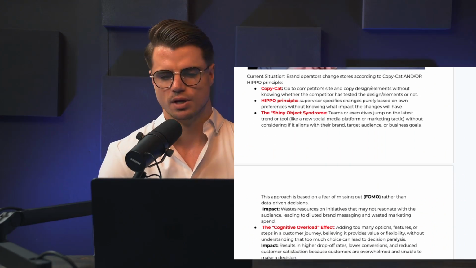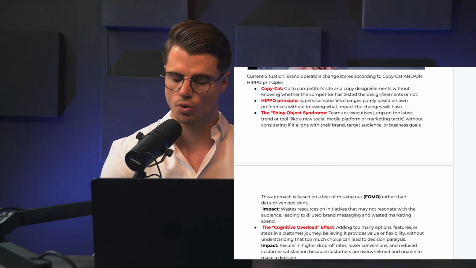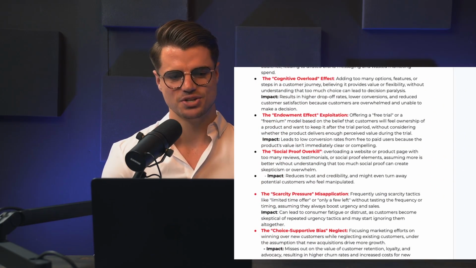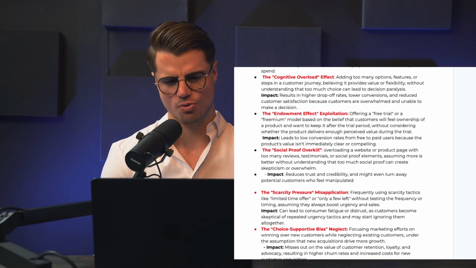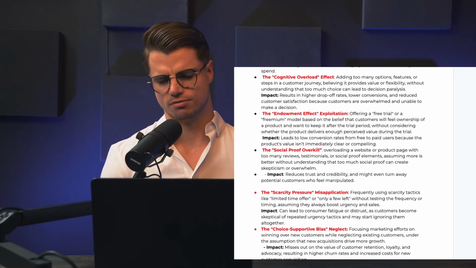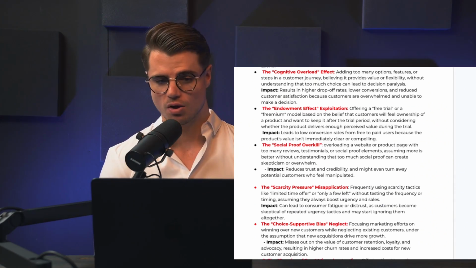Then shiny object syndrome: teams or executives jump onto the latest trend or tool or new thing that is coming out, or another AI thing. Then you have the cognitive overload. I'm not going to go through all of these, I'll just briefly skim them, okay? You have the cognitive overload effect. You have the endowment effect on exploitation, free trial, that kind of stuff.